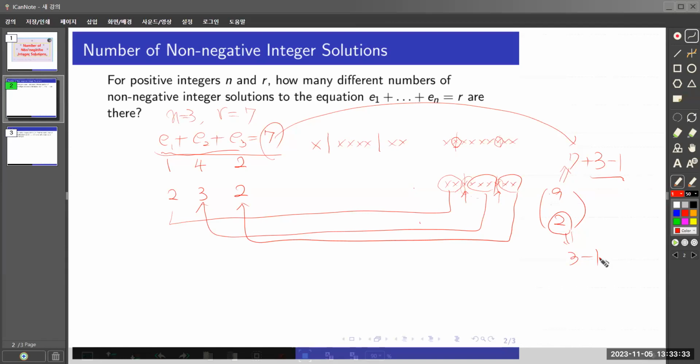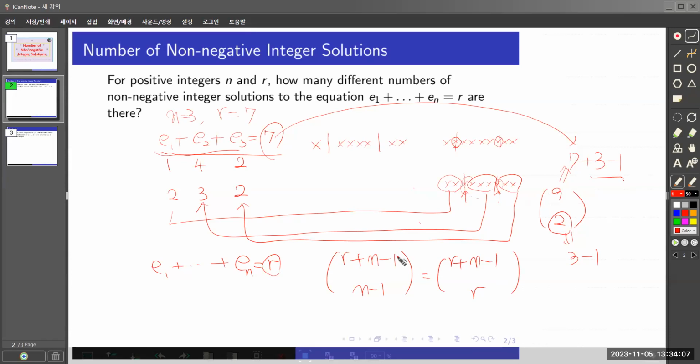So more generally, to count the number of non-negative integer solutions to this equation, because we have r here, we have r plus, and we have n distinct boxes, which means we have n minus 1 bars. And then you want to choose n minus 1 bars, or you want to choose r.